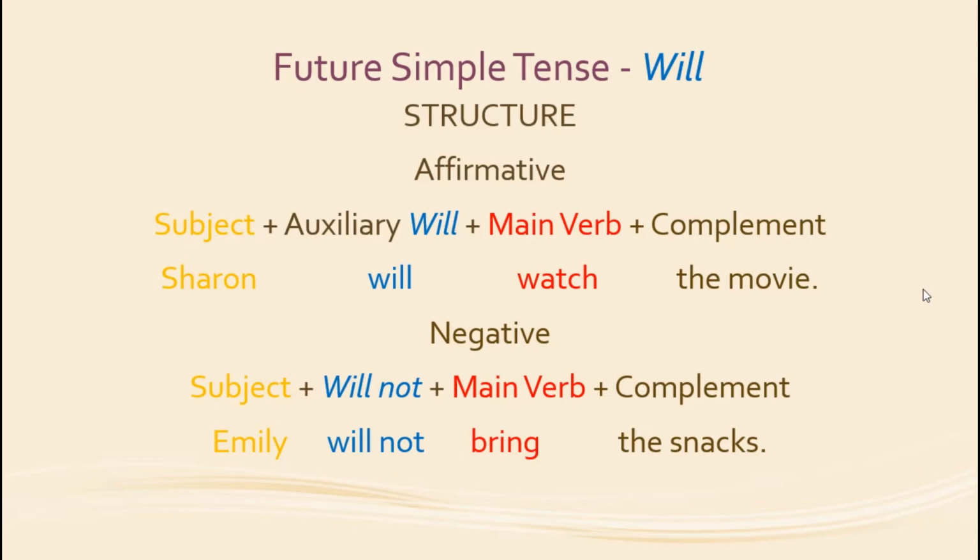Now for the negative form, we have subject, then will not. This is the negative particle that tells us that it is a negative sentence, plus the main verb, and finally the complement. Here we have a sentence that is Emily will not bring the snacks. Okay? So the negative particle not tells us that this is a negative sentence.